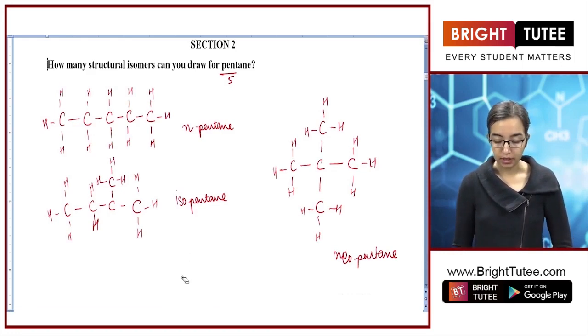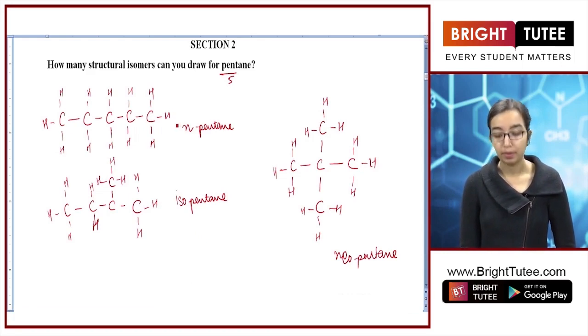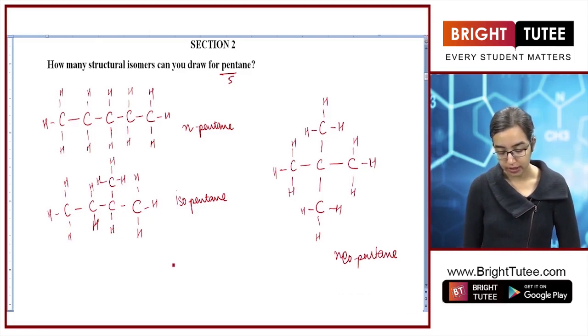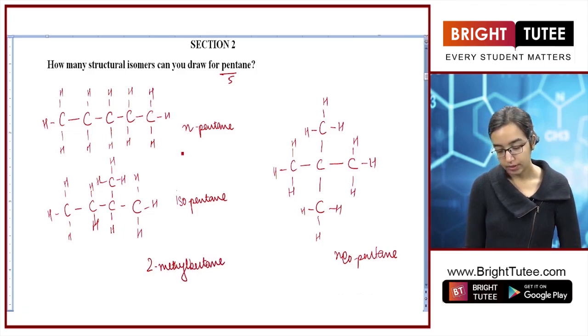These are their common names, and their structural names are different. The structural name for this one would be pentane. For this one, because it has 4 carbons, it's a butane with a methyl group on the second carbon. So it will be 2-methyl butane. This would simply be pentane in the IUPAC nomenclature.